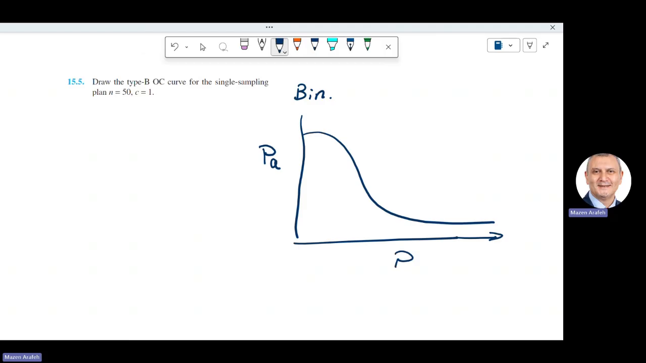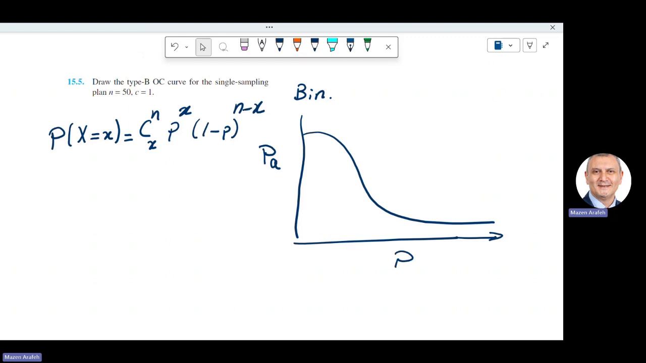Now, since we said it's based on the binomial, we have the binomial probability of X equals x, which is equal to the combination of x out of n, with probability p raised to the power x, times 1 minus p raised to the power n minus x.